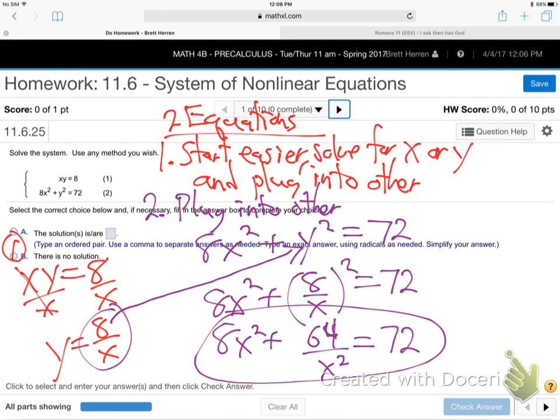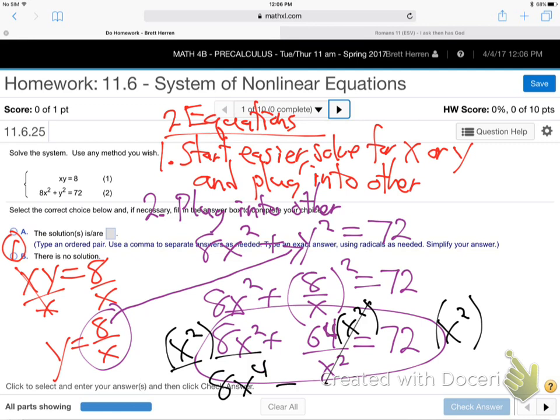I want to do something about that denominator. That denominator's a problem. What do you do, where these are going to come up all the time? What do you do when you got a denominator like that? Multiply through by it. Just multiply by x squared, all the way through, right? It's an equation, you got to do the same thing to both sides, all the terms on the left, all the terms on the right. And right here it'll cancel, and we won't have fractions anymore. It'll be much better. What is x squared times 8x squared? 8x to the 4th plus 64 equals 72x squared.